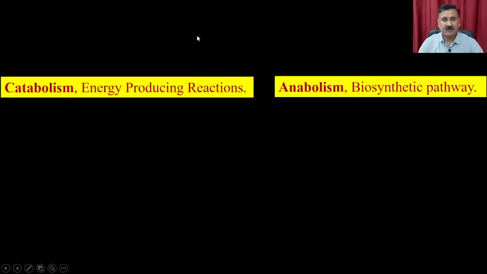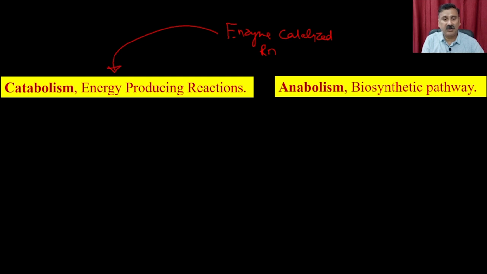As far as the reaction is concerned, the reactions can be divided into two different pathways. Enzyme catalyzed reactions can fall into two different categories. One, the catabolic reactions or the energy producing reactions. The other one is called the anabolic reactions or the biosynthetic pathways or biosynthetic reactions. In the catabolic reactions, it is going to utilize some of the biomolecules for energy production.